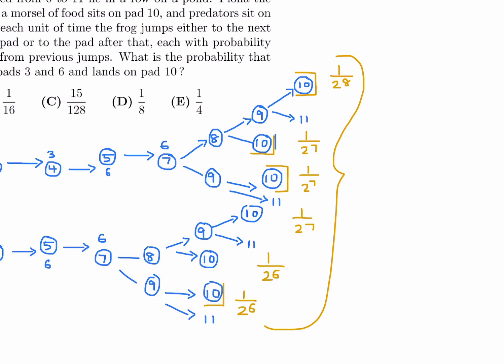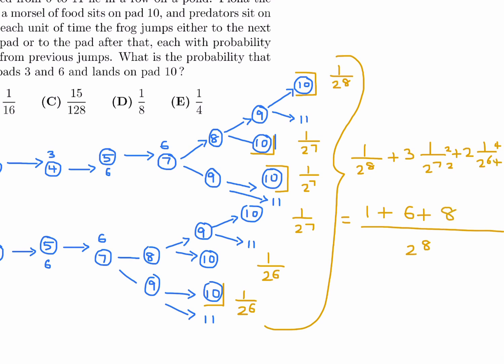Let's just get a common denominator first. So 1 over 2 to the power of 8 plus 3 of those 1 over 2 to the power of 7s plus 2 over 1 over 2 to the power of 6. So common denominator obviously is 2 to the power of 8. So that's just 1. And then we'd have to multiply top and bottom here by 2. So that's going to be 3 times 2, which is 6. And we're going to have to multiply top and bottom here by 4. And that's going to be 2 times 4, which is 8.